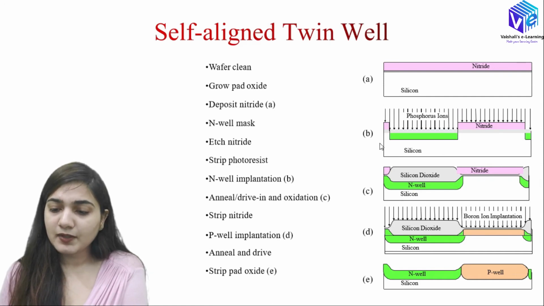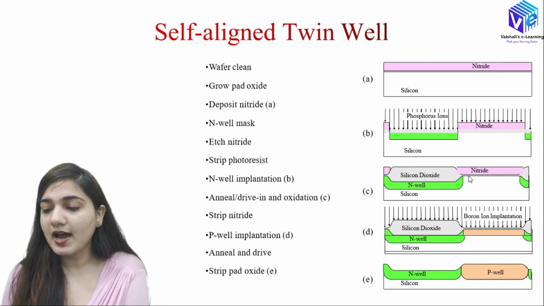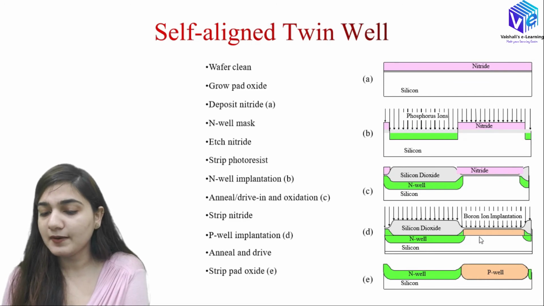After that, we are going to give the annealing and the drive-in phase, and in the annealing and the drive-in phase we will be having the oxidation also. So here you can see we have an extra layer of SiO2 deposited. It is going to protect our layer for the next ion implantation. So now we can remove the nitride layer, and I can do the boron ion implantation for the P-well formation. So after that we can remove the silicon dioxide, and I will be having N-well as well as P-well.